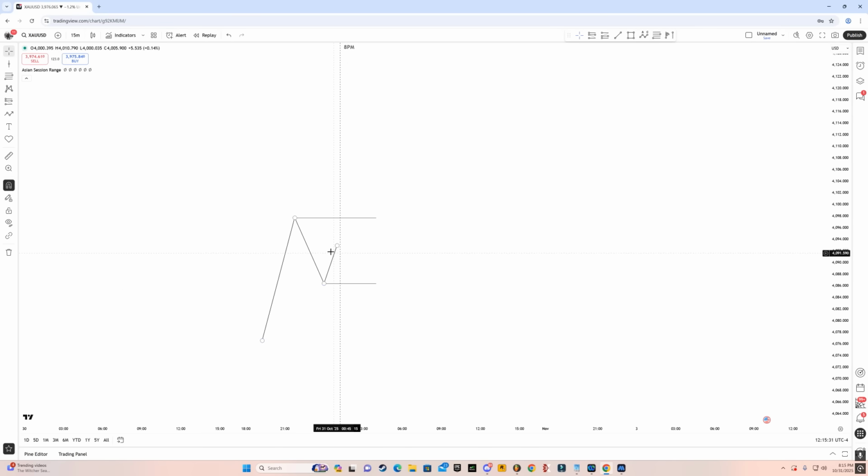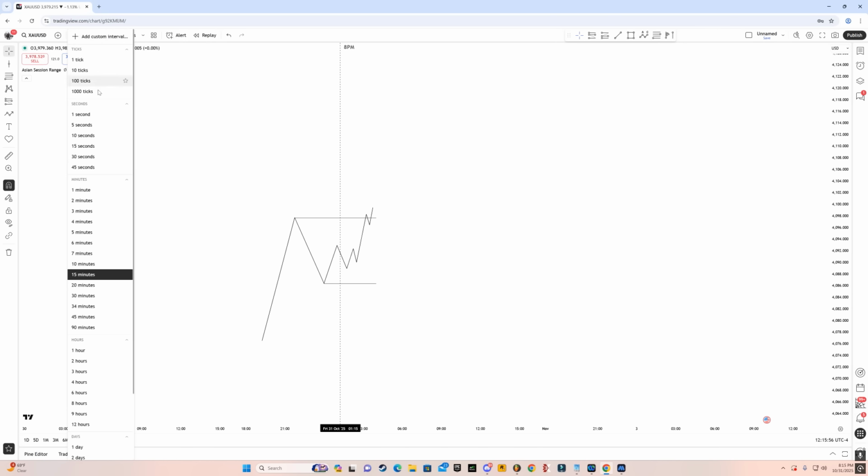It cannot form after 8. Those highs and lows have to form before 8 p.m. So before 8 p.m., we have the low, and then we have the high. Now, after the Asia session open, which is at 8 p.m., you are waiting for price to either sweep out the high or the low. So let's say in this case, the high is swept, okay? Now, what you want to do next is drop down to the 1-minute time frame, okay?